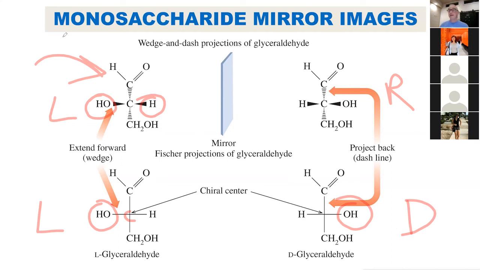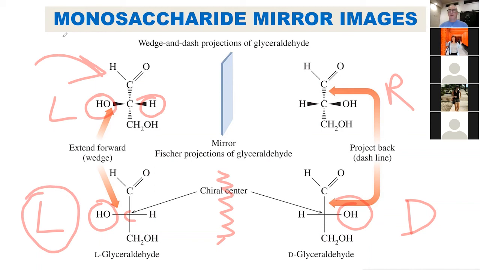And if you're wondering why that is, remember I mentioned polarizing light. If we shine polarized light, which is basically light vibrating in just one direction, waves going in a single direction, through a solution of L-glyceraldehyde, it will rotate that light to the left.